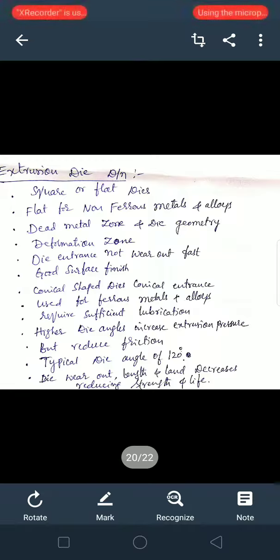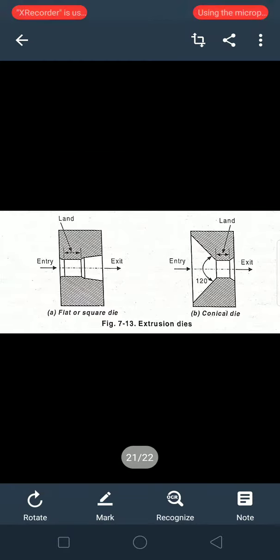And the second type are the conical shaped dies, which have a conical entrance shown in the figure. These are used mainly for ferrous materials. They require sufficient lubrication for good extrusion results. Higher die angles, to a certain extent, increase the extrusion pressure but reduce the friction on the die surfaces. A typical die angle is 120 degrees. It is clearly shown in the figure. The disadvantage of the conical die is that as the die wears out, the length of the land increases, thereby reducing its strength and life.